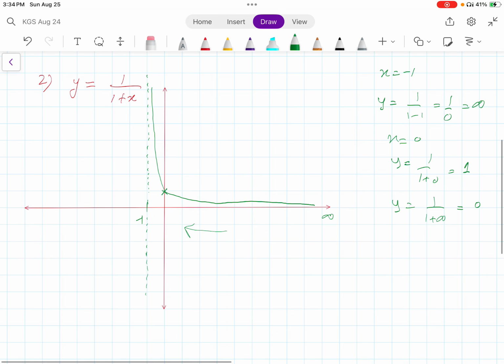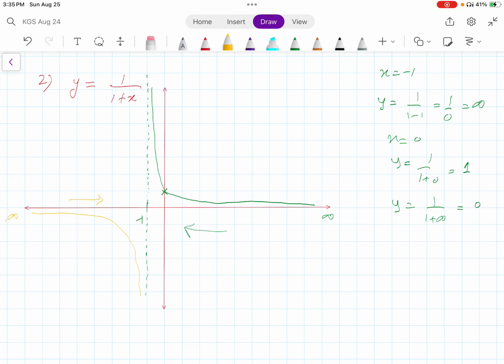Now on the other side, the asymptotes are still the same. The x-axis is the horizontal asymptote and x equals minus 1 is the vertical asymptote. If x reaches minus infinity, y approaches 0, and if x approaches minus 1 from the left side, y reaches minus infinity. So the curve goes like this.